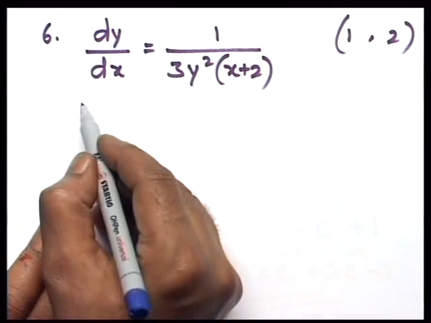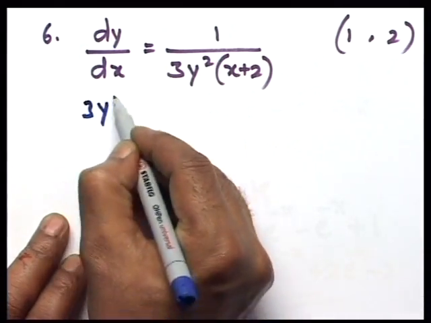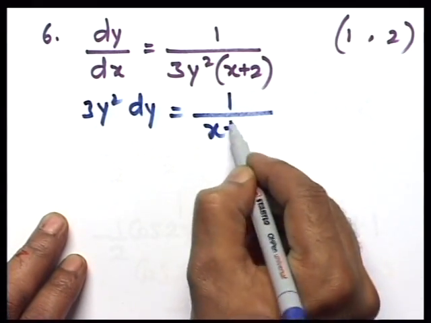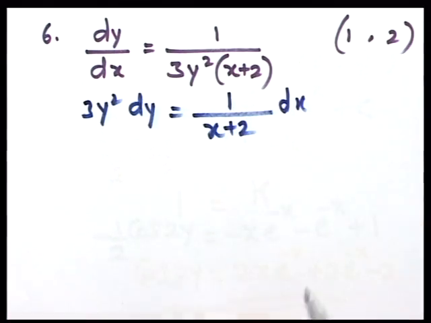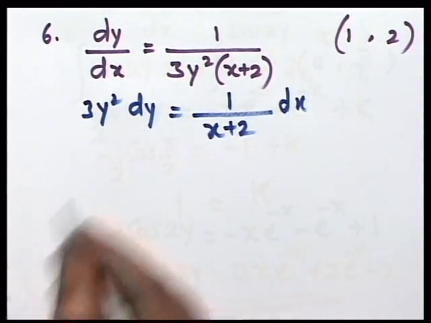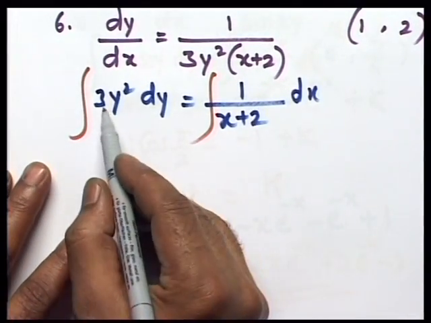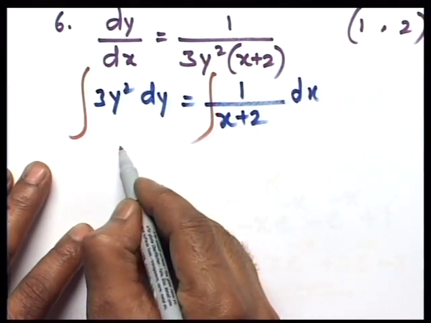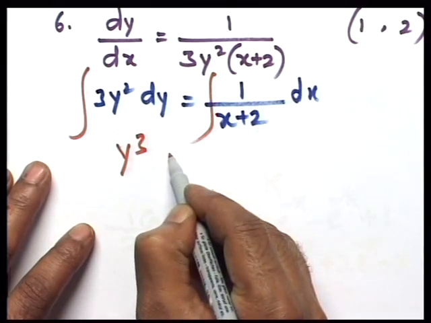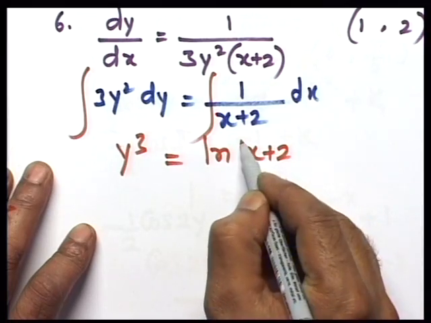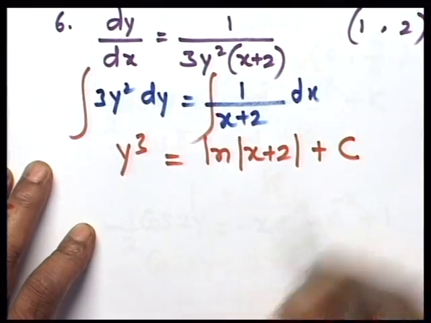dy over dx is this. 3y square to the left side, nice one. 3y square dy equals 1 over x plus 2 dx. This looks pretty nice. Integration, not a long one, I think. So it's 3y cube divided by 3. So that's simply y cube equals natural log of x plus 2, please. That's all, and plus c.